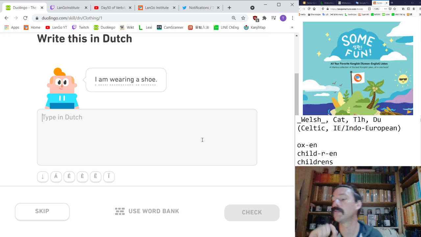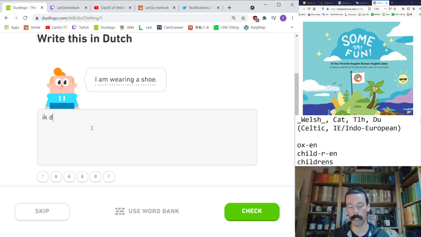I am wearing. Jongen, so the word for boy in Dutch is jongen, also with an N. J-O-N-G. I'm wearing, ik draag, een schoen. Why just one? Perhaps better not to ask.